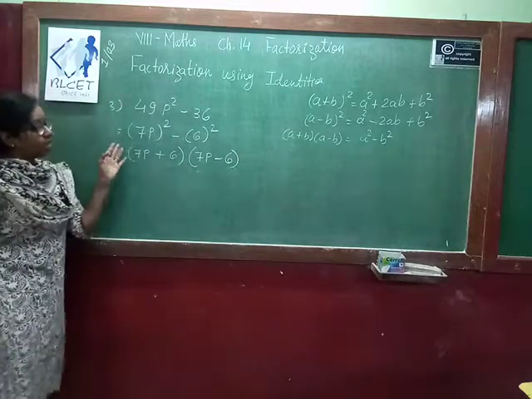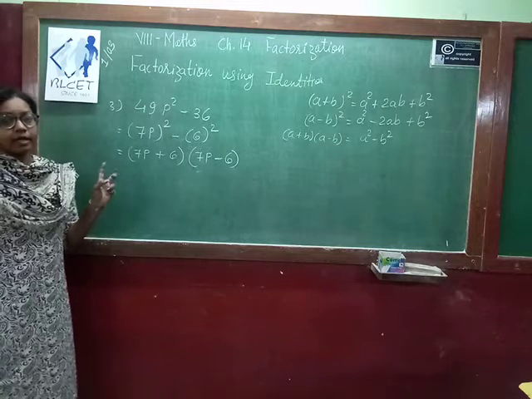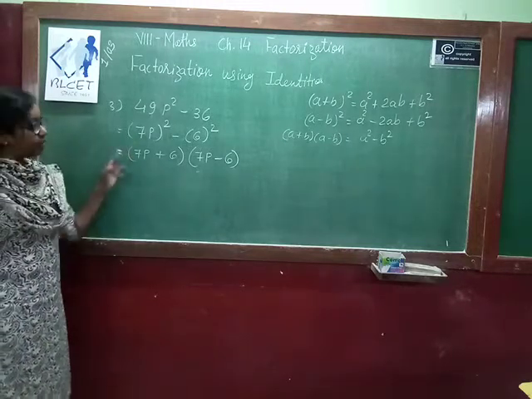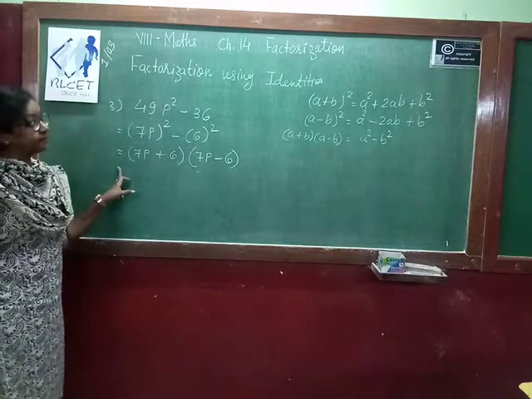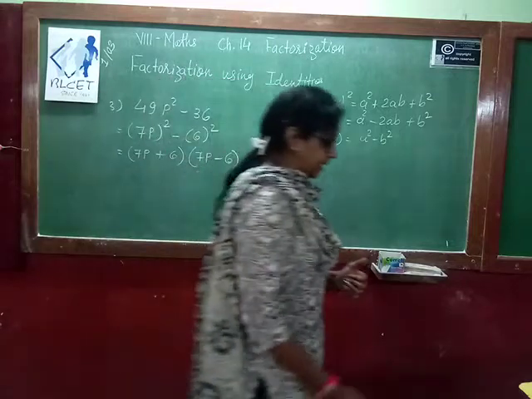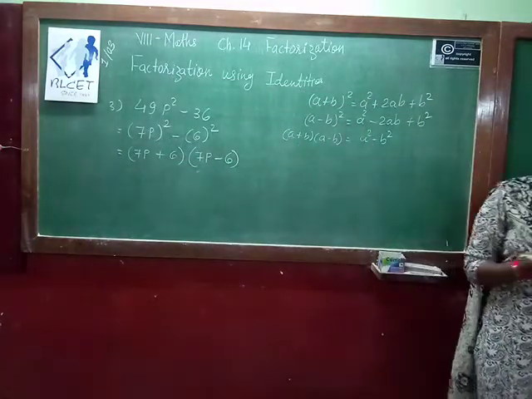So when you have to use the third identity, when both the terms are given perfect squares and there is no middle term, that time you have to use the third identity. So this way we can factorize using the identities. So here we have used three identities.